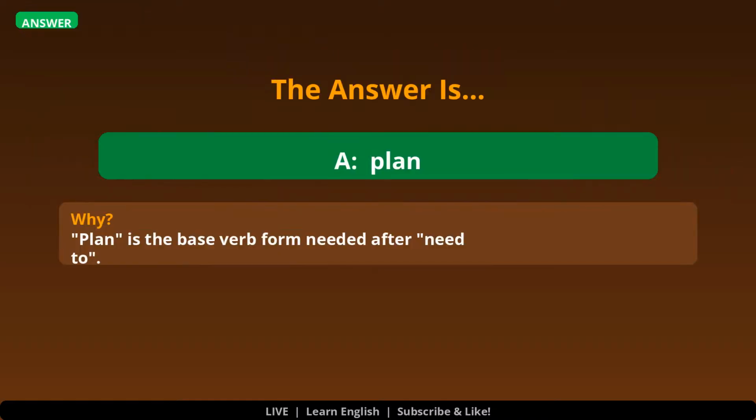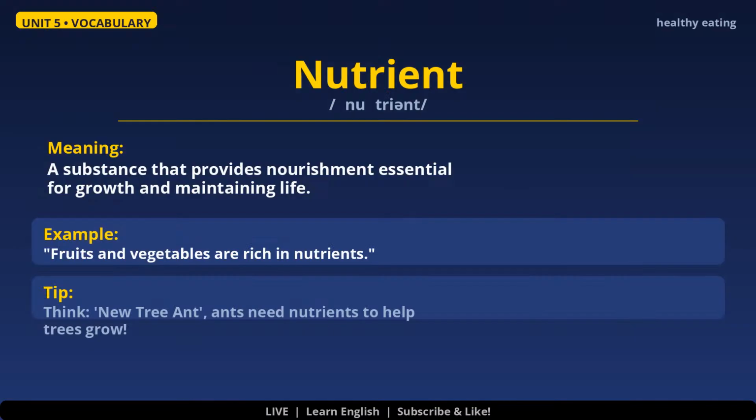And the correct answer is option A, plan. Plan is the base verb form needed after need to. Great job if you got it right. Let's continue learning. New word alert.